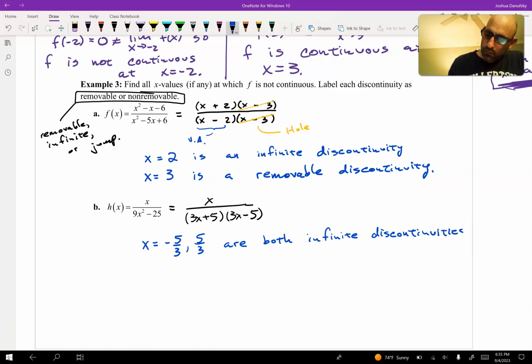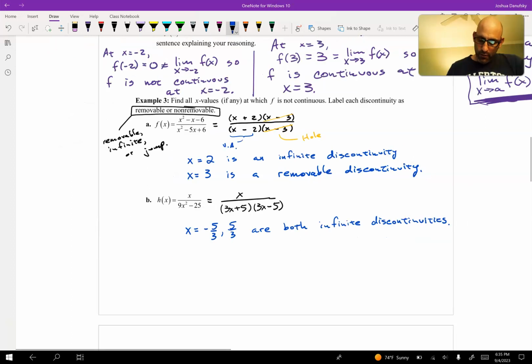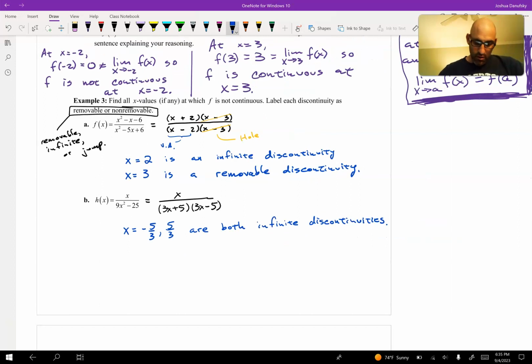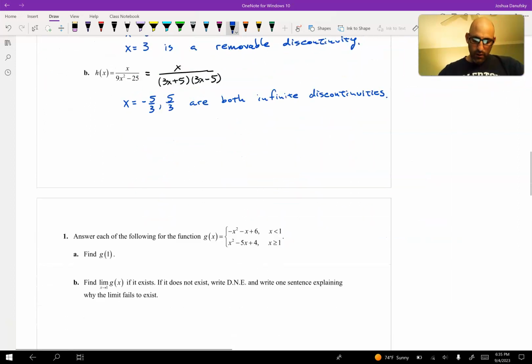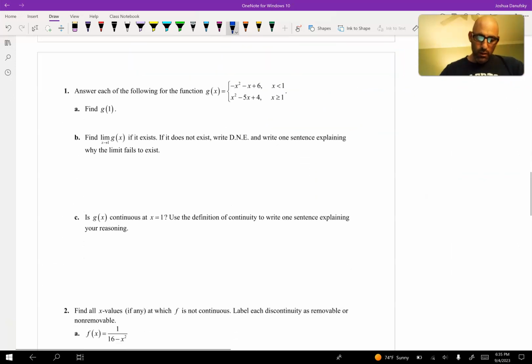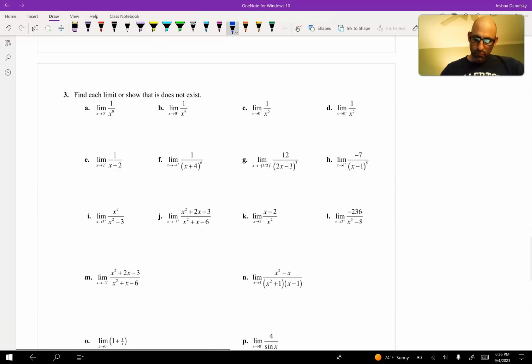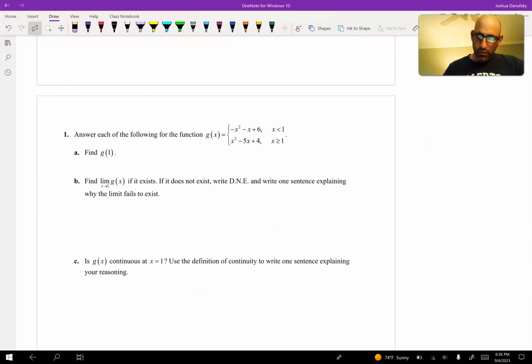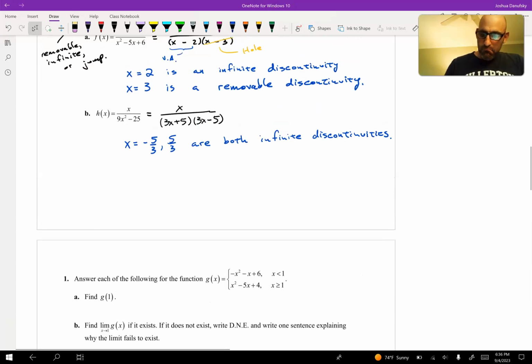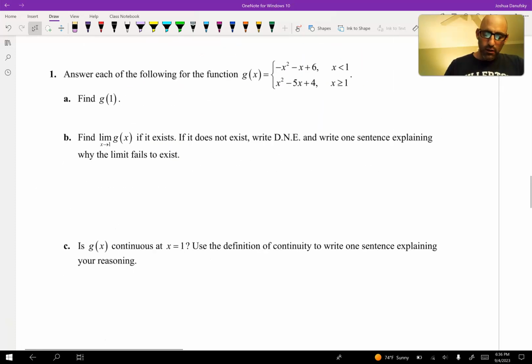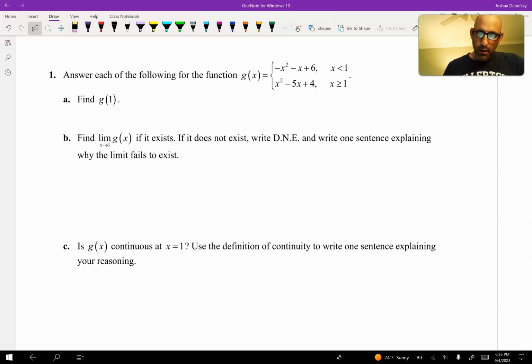All right, so that takes care of what you have in the rest of this worksheet. So you're going to go ahead and do numbers 1, 2, and 3. Once again, your job is to make a good faith effort on these and follow along with what we did in the previous examples.